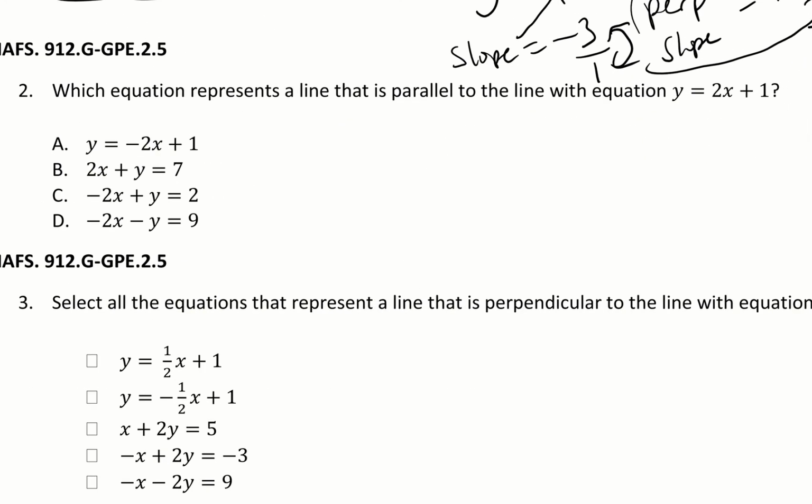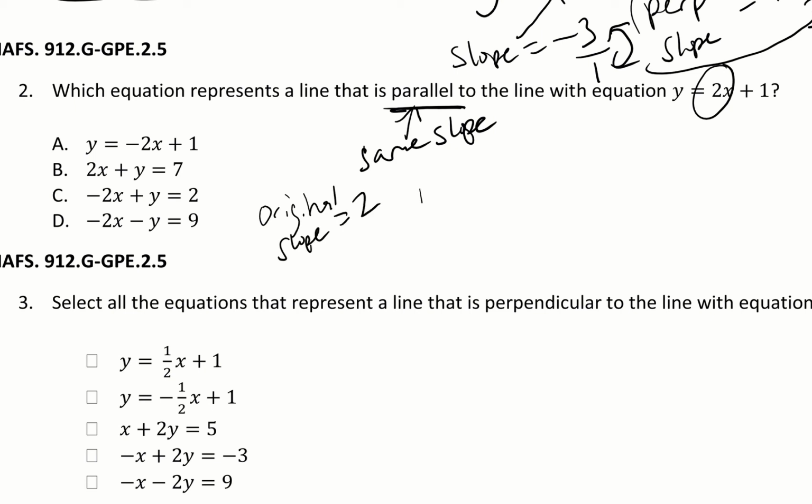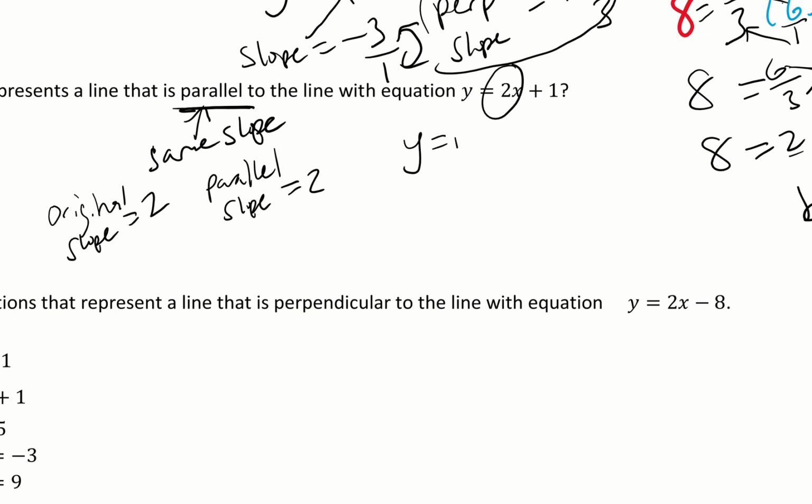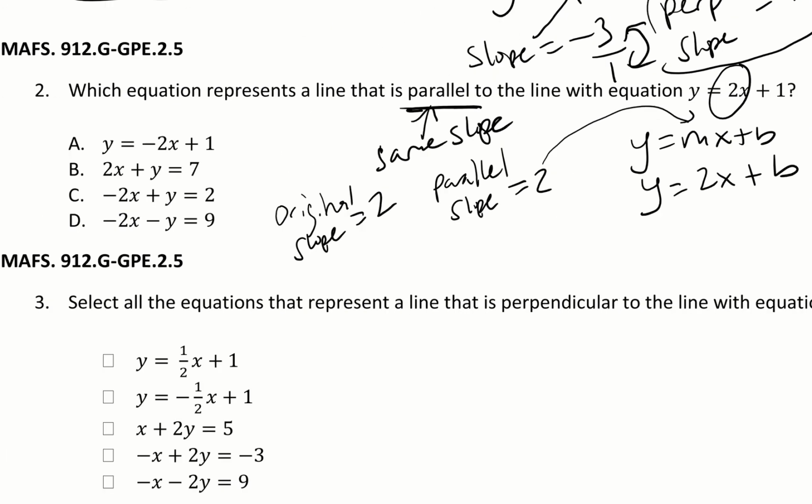Now, next one is doing parallel. So this time you're looking at a parallel line. Parallel lines have the same slope. So the slope here is 2. So the original slope is 2. The parallel slope is also 2. Okay, remember that y equals mx plus b. So we're going to place 2 there. And now we got to figure out what b is.